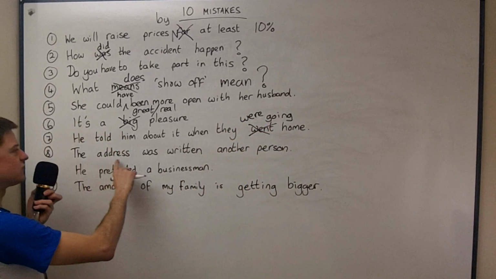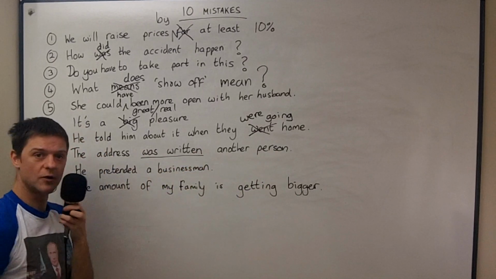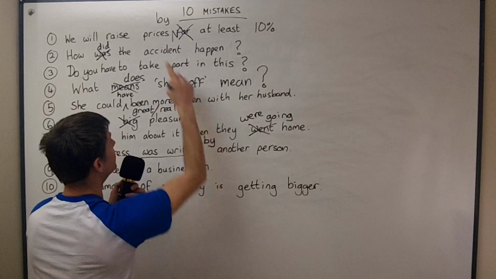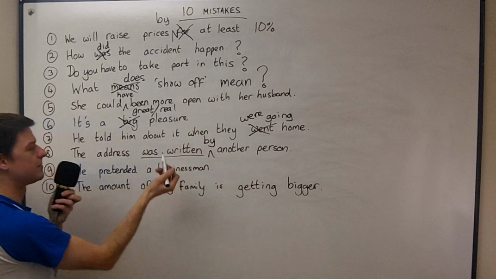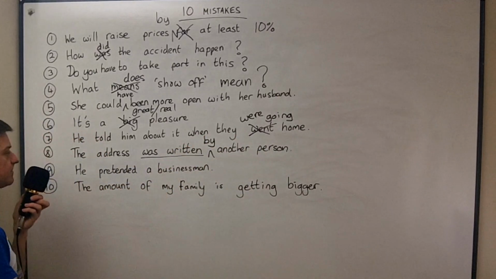Number 8, the address was written, another person. You've got the passive correct. Well done. But you forgot the preposition. And again, it's the same one as up here, by. Passive needs the word by to say who performed the action.